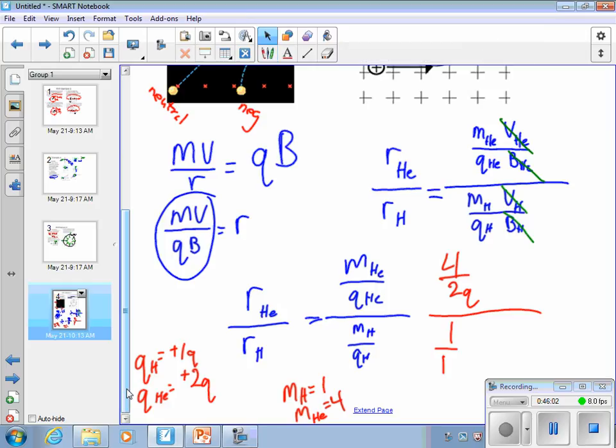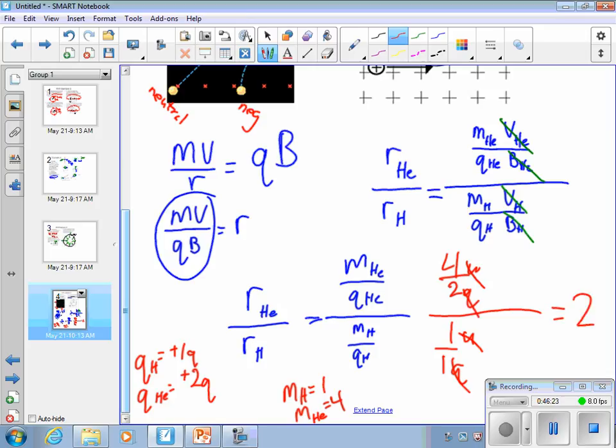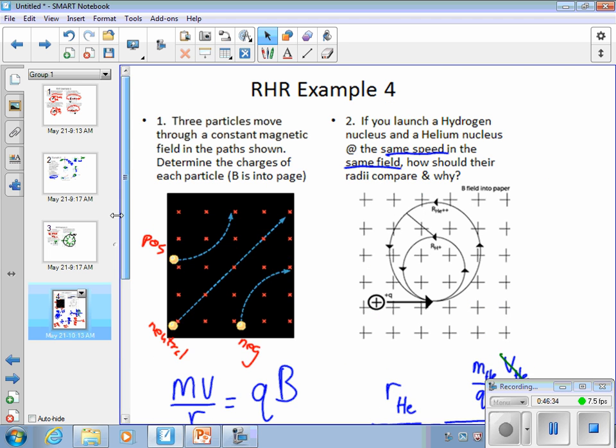Okay. Can we handle this? What do we get? 4 over 2. Well, okay, I'm sorry, I did forget this charge. Those cancel, and whatever the units are, those cancel. So I'm left with what? 2. So the ratio of the helium circle should be twice that of the hydrogen circle.